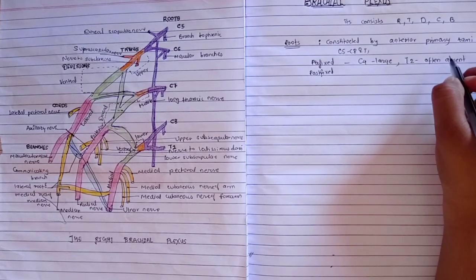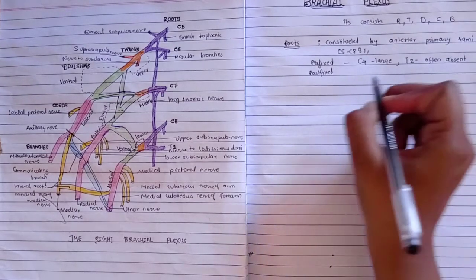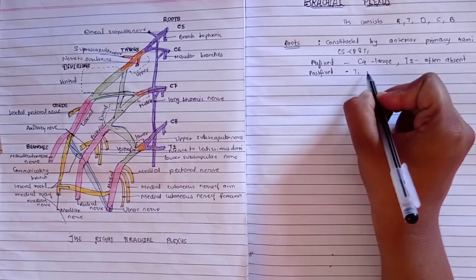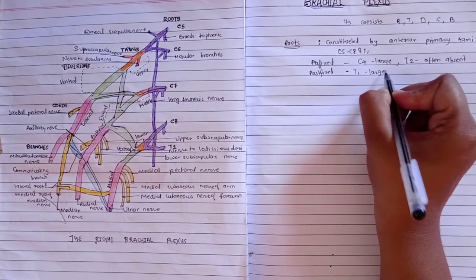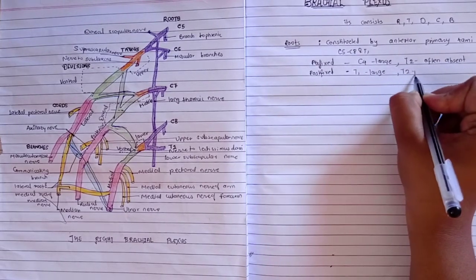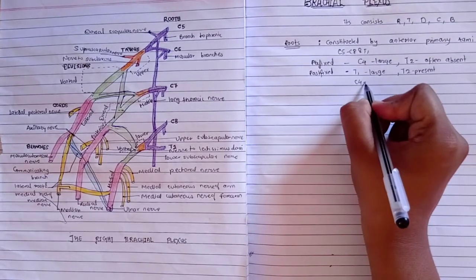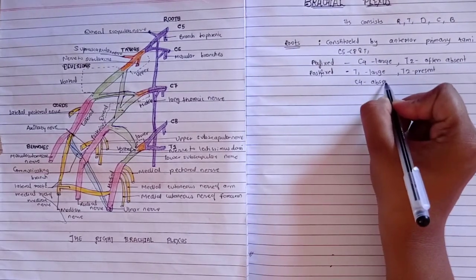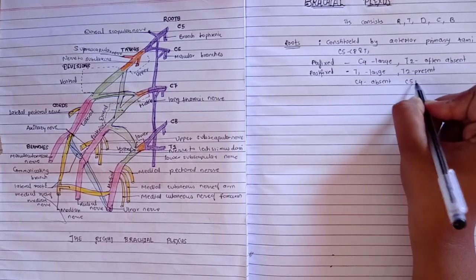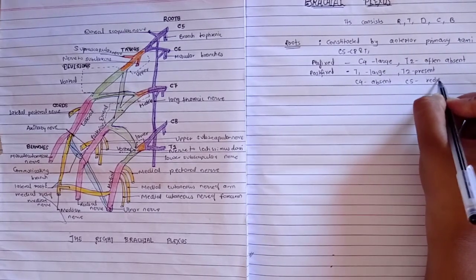Then in a postfix plexus, the contribution of T1 is large and that of T2 is present, while C4 is absent and C5 is reduced in size.